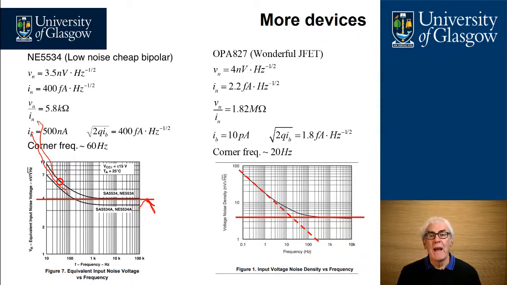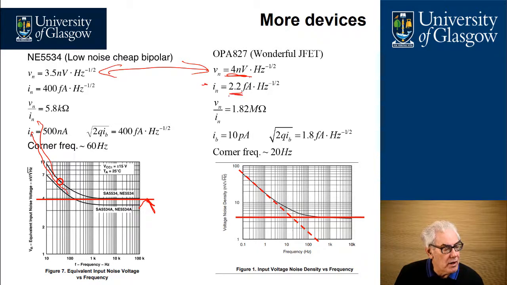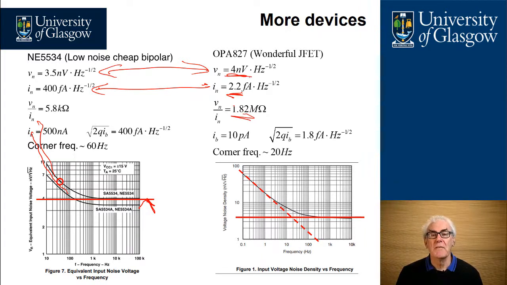If we now look at a very high quality op-amp, an OPA827, we have a nice noise voltage of 4 nanovolts per root hertz, which is comparable with the NE5534, the cheap and nasty bipolar amplifier, but here we have a lot lower noise current than this one here, and it means that we have an ideal match resistance of about 1.8 megohms, very similar to the TL071.